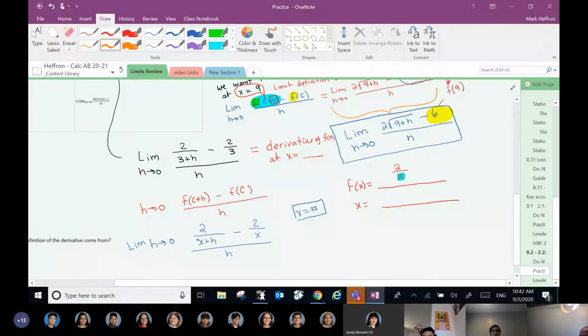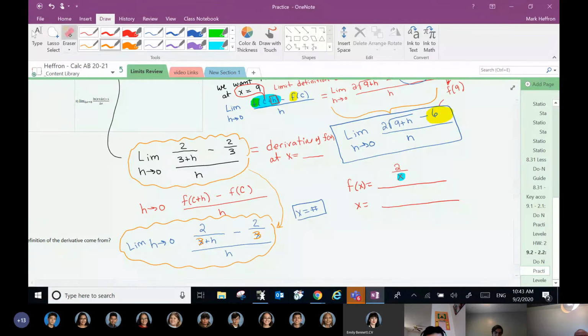If I were to plug in 3 here and 3 here, does that give us what we started with? Are these the entirely same thing? Yeah. They sure are. So that means it was in fact 2 over x was our function, and x equals 3 was the value we wanted to find the derivative at.